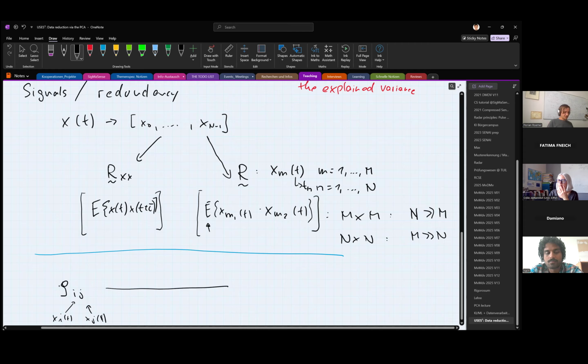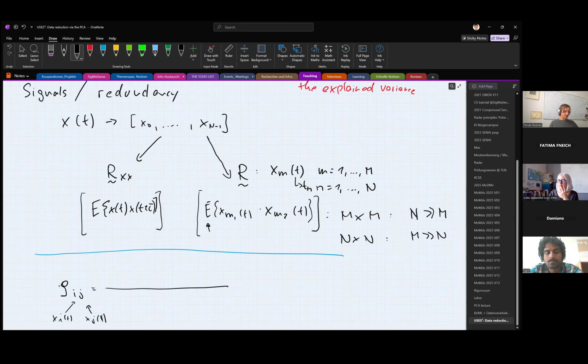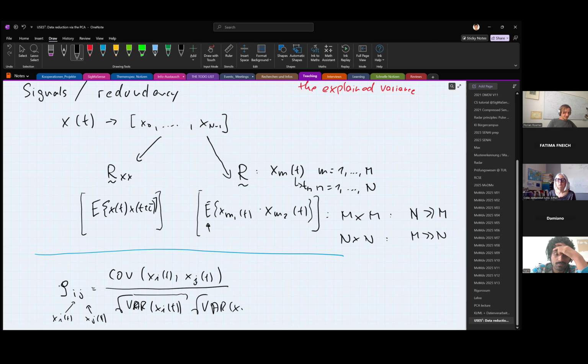So how is this correlation defined? Well, the first thing I need is the covariance between x_i(t) and x_j(t). And I need to normalize that covariance by the square root of the variances: the variance of x_i(t) and the square root of the variance of x_j(t).